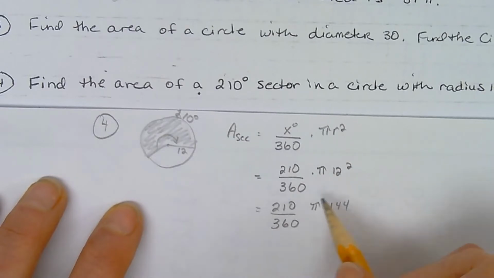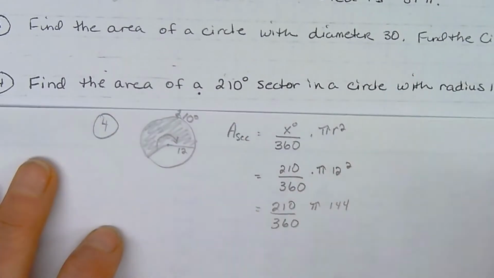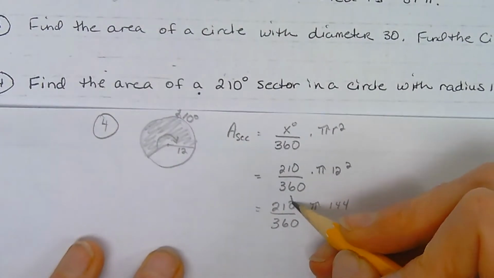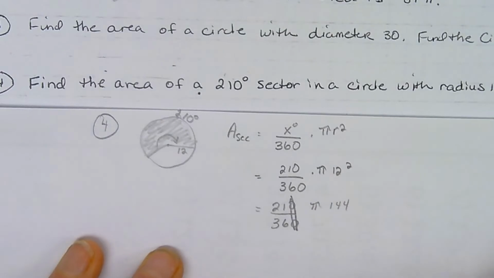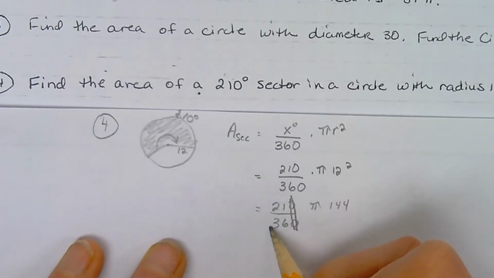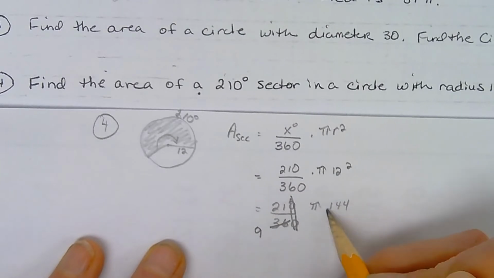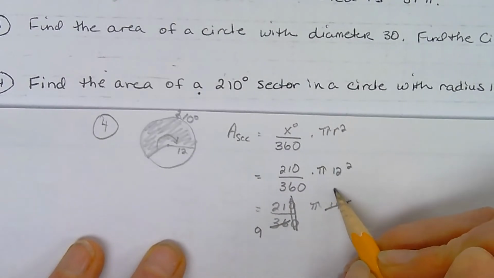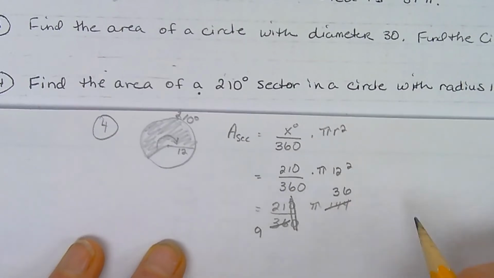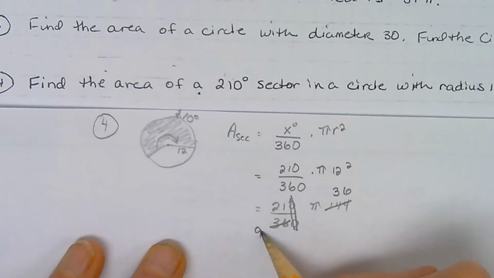I'm looking for the exact answer. If it doesn't say, then give me the exact answer. And so the exact answer here will include leaving pi as pi. I can cancel out the zeros here. And I know that 4 goes into 36 9 times, and 4 goes into 144 36 times.